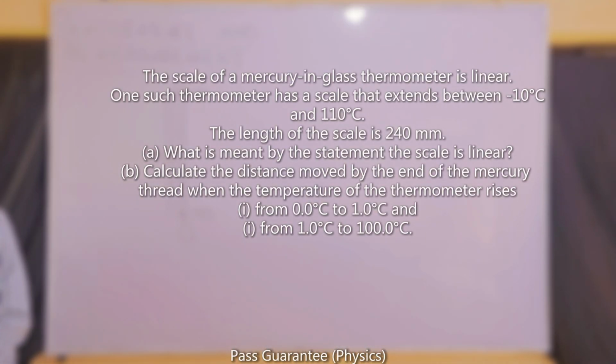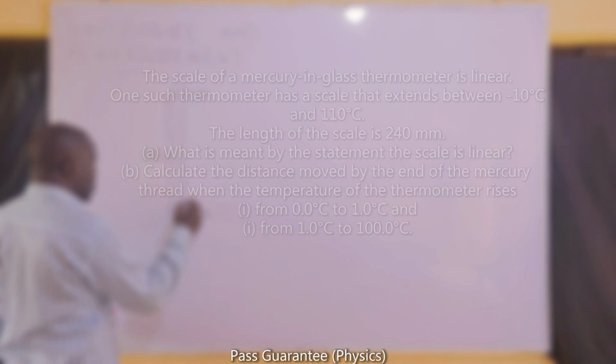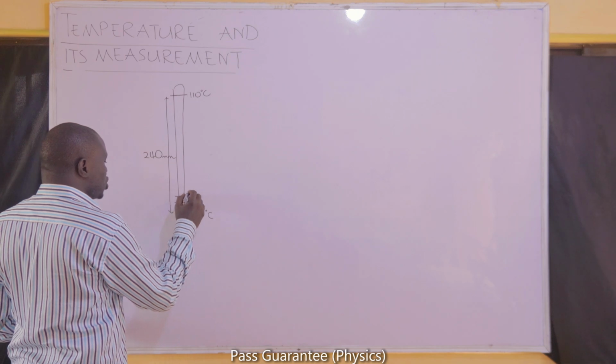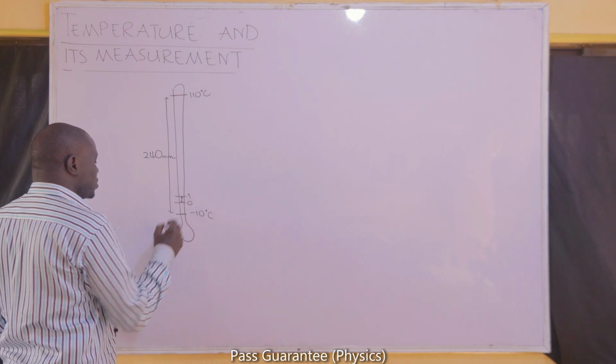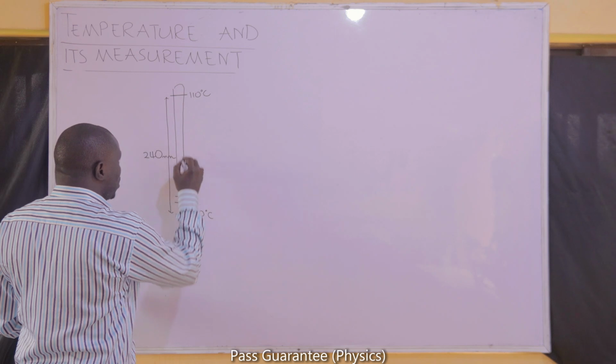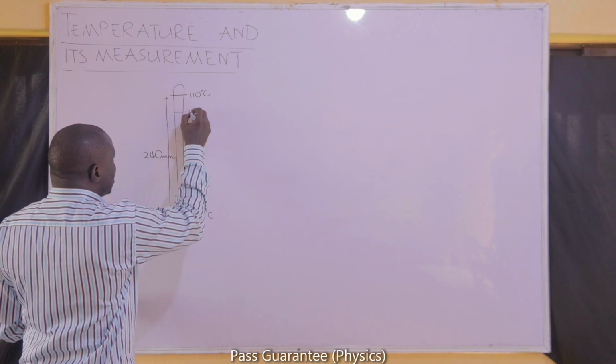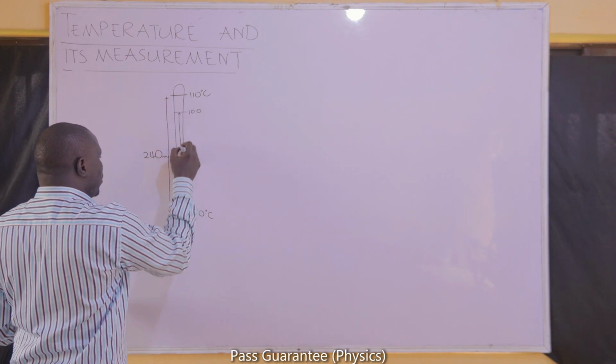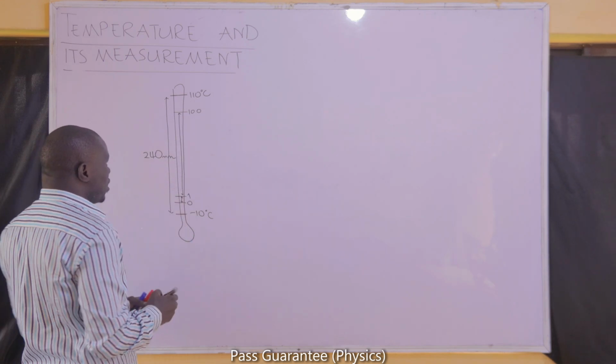Now we move on. We are asked to calculate the distance moved by the end of the mercury thread when the temperature of the thermometer rises from 0 to 1. When it rises from 0 degrees Celsius to 1 degree Celsius, what will be the length that it will cover? And also from 1 to 100, what will be the length that it will also cover?